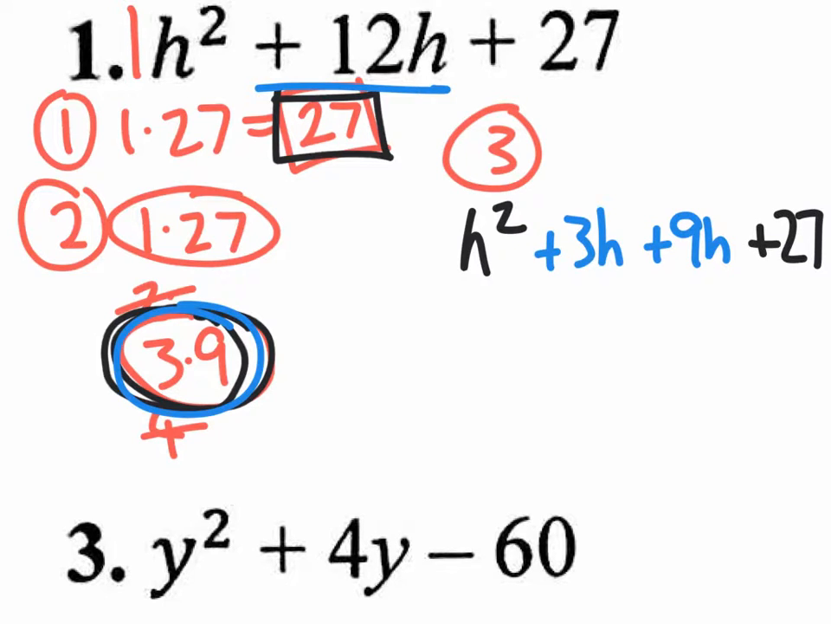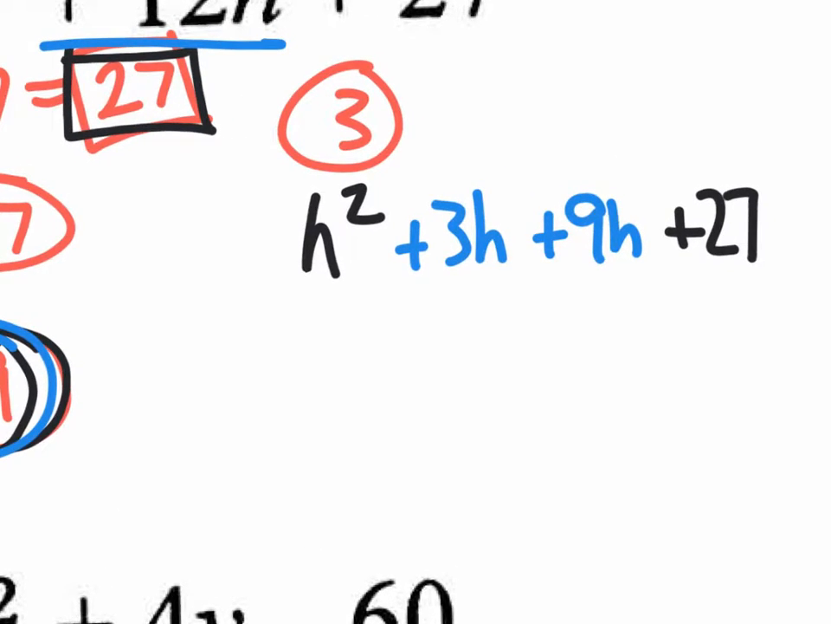Are you with me? Now, why the heck would I do that? To be able to factor by grouping. So if I were to look at my first group, what could I pull out of the first 2 terms that's in common? What's in common in the first 2 terms? H. So if I pull out an h, what would be left on the inside?